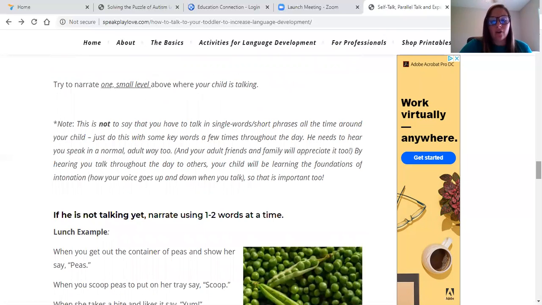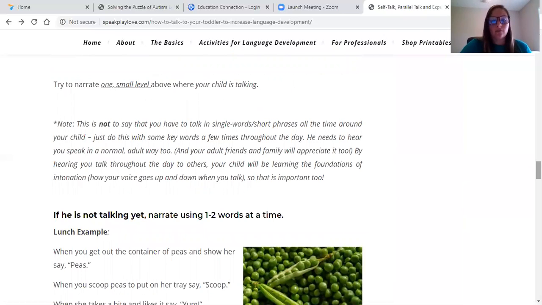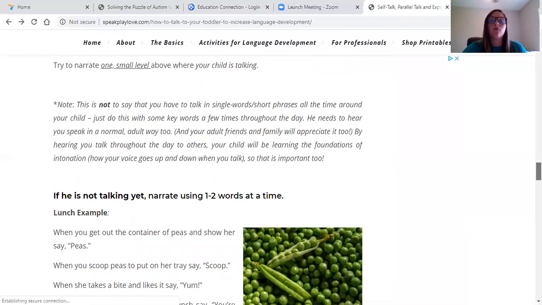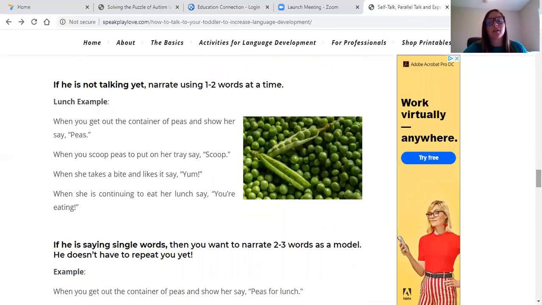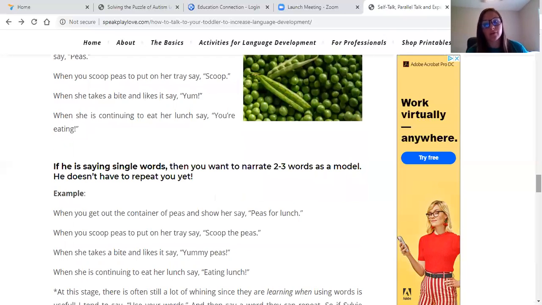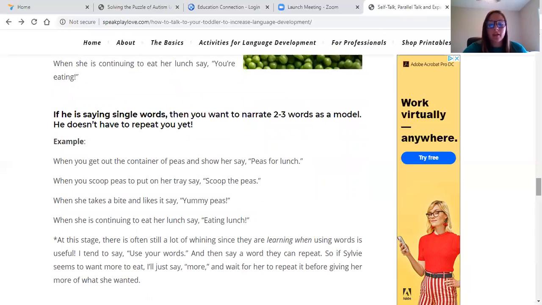Talking to your child at the right level. Try to narrate one small level above where your child is talking. So if they're not talking yet, narrate 1 to 2 words at a time. If he is saying single words, 2 to 3 words. Again, my one-up rule we just talked about. So it says, when you get a container of peas, show her and say, peas for lunch. 3 words. One up.